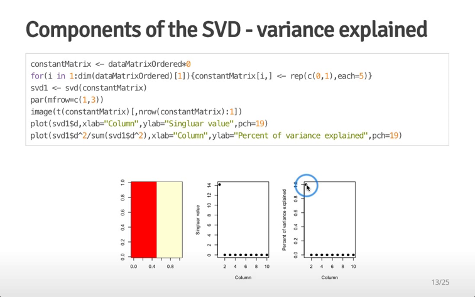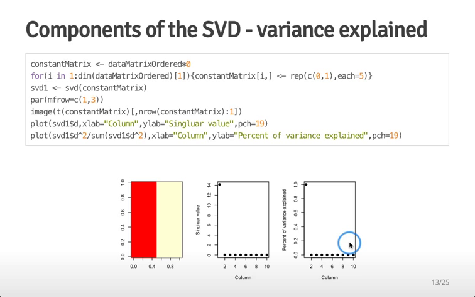The reason why is, if I take only the first right singular vector and first left singular vector and multiply them together, I can reproduce this matrix exactly. So all of the variation in this matrix is explained by exactly one pattern. Alternatively, if the data was exactly random, each singular vector would explain approximately 1 over the number of columns of the variance in the data set.